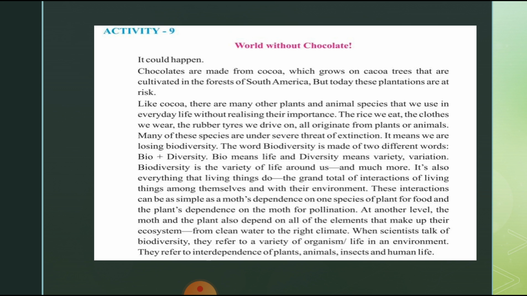The word biodiversity is made up of two different words. Let us separate both words: bio plus diversity.